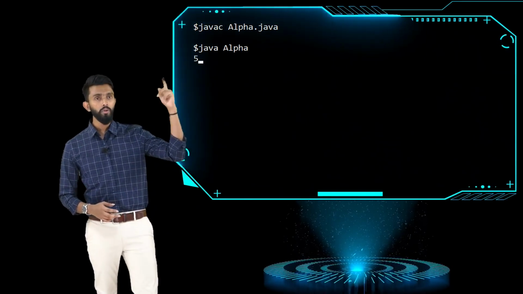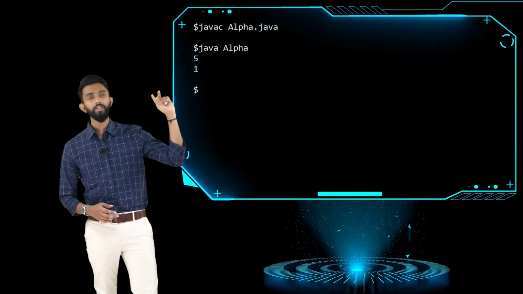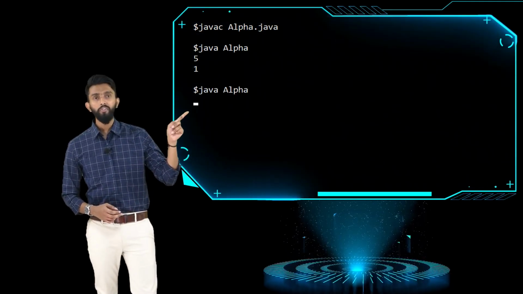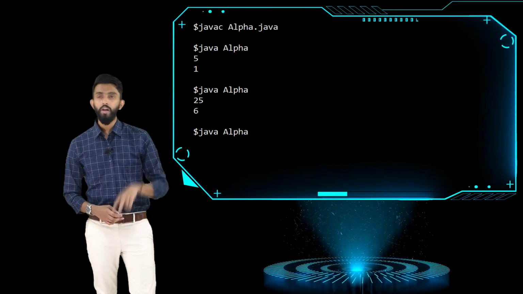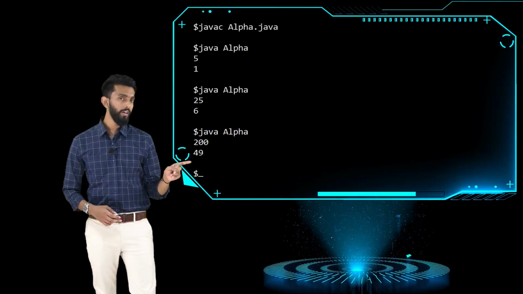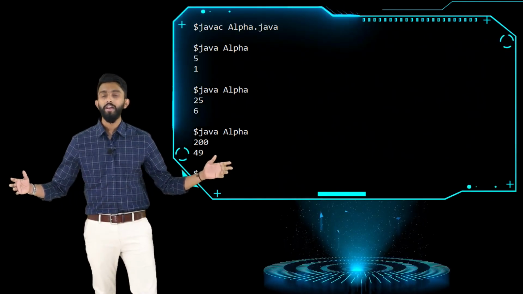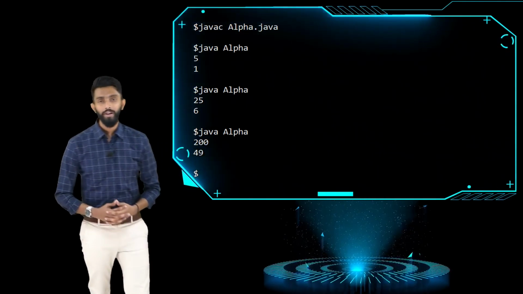5 is my first input, correctly it is telling 1 trailing 0. I will re-execute it. 25 is my second input, correctly it is telling 6 trailing zeros. I will re-execute it. 200 is my next input, it is correctly telling 49 trailing zeros. It works. It works and it works perfectly, my dear friend.